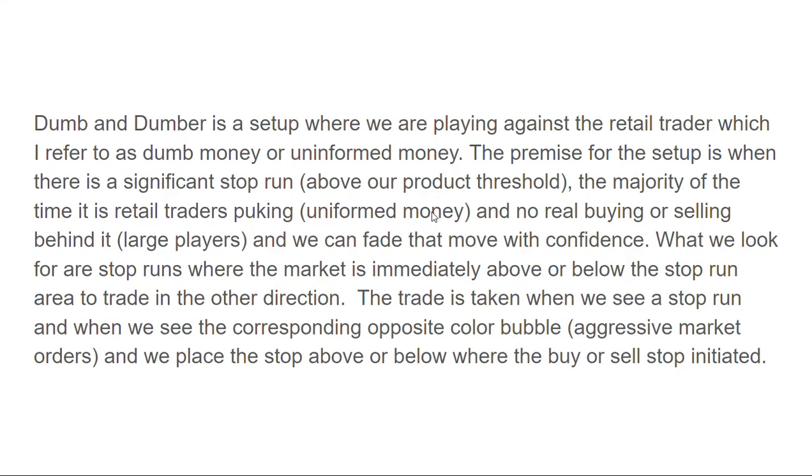So the Dumb and Dumber is a setup where we're playing against the retail trader, which I refer to as dumb money or uninformed money. The premise for this setup is when there's a significant stop run above our product threshold, which is obviously important, right? So you have the PDF of the product thresholds. The whole idea of that is you're not taking every single stop run and thinking that's relevant. You're only taking the stop runs that are above our thresholds, and that's from my research from having the SI indicator for 4+ months and researching all of these products on a daily basis.